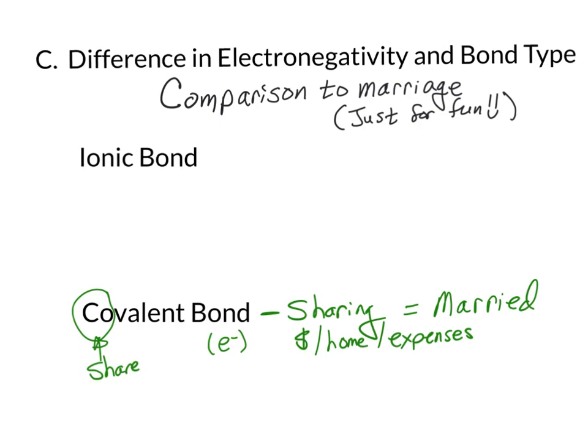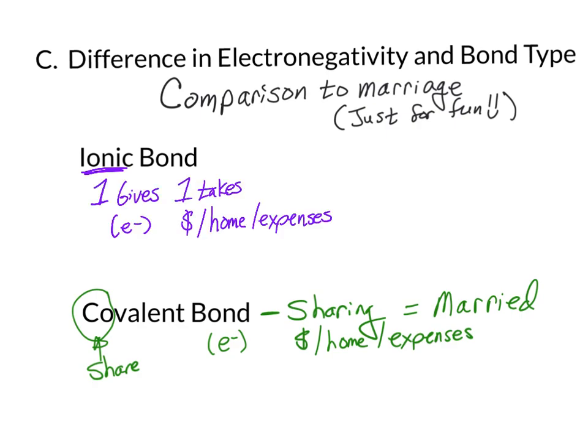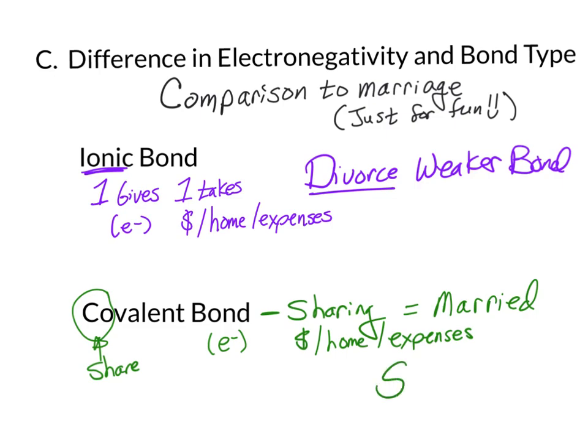Now an ionic bond is a little bit different. In this case, one is giving and one is taking. I think of this more like alimony or divorce, right? Not quite as strong a bond. Are you still linked? Absolutely. But in a divorce, one person is going to be giving the money and the other one is going to be taking it if there's alimony. So it gives you an idea of what the difference is. A covalent bond where you're sharing equally and working together is a stronger bond than an ionic bond where one is giving and one is taking.